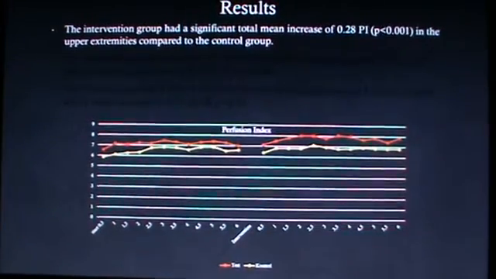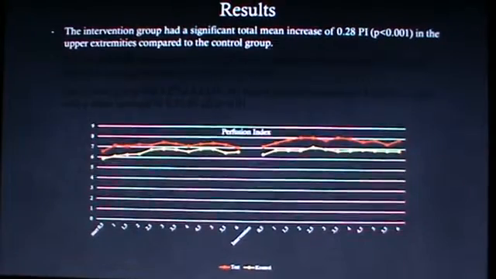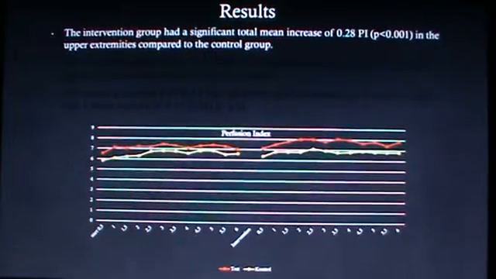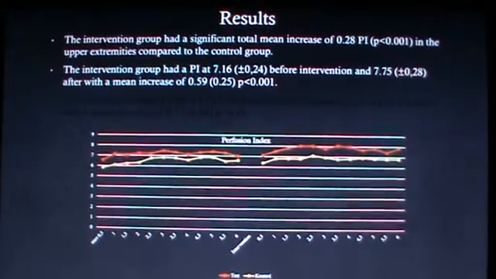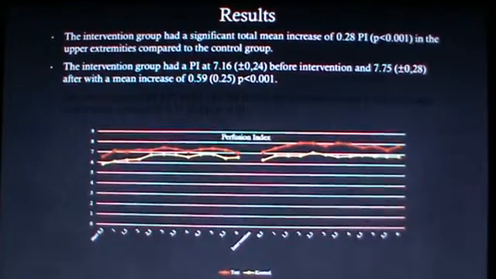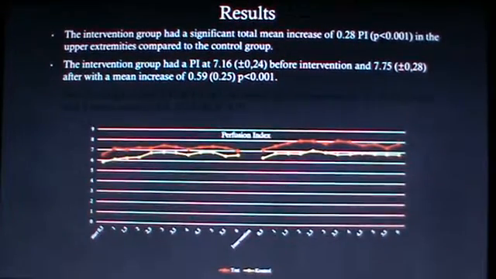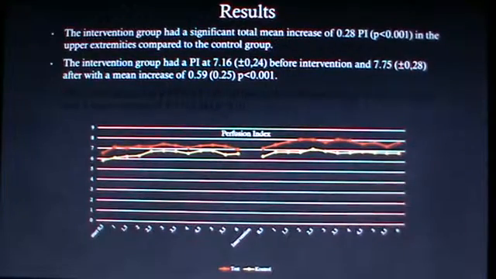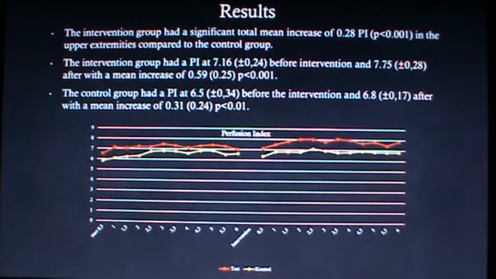The intervention group had a significant total mean increase of 0.28 in the upper extremities compared to the control group. The intervention group had a mean increase of 0.59 after the intervention, and for the control group it was 0.31.